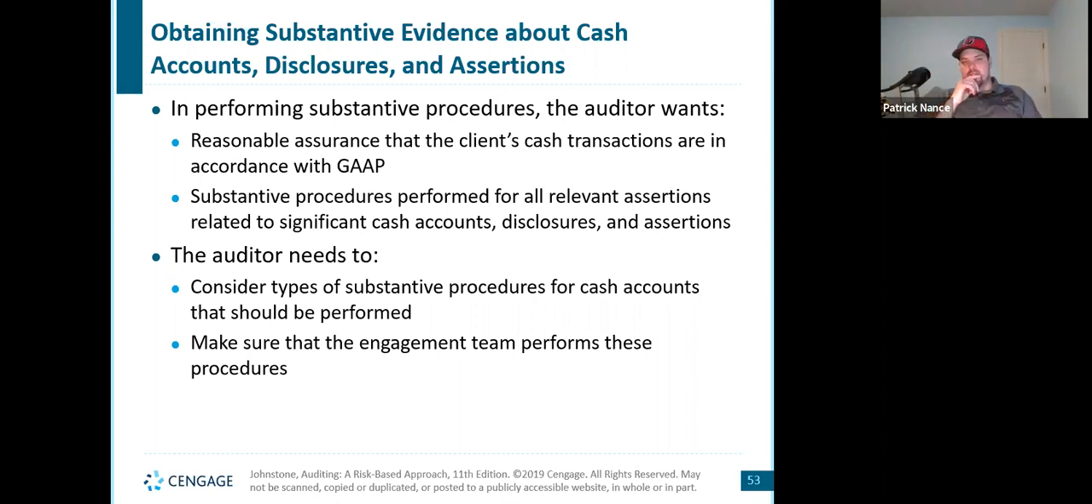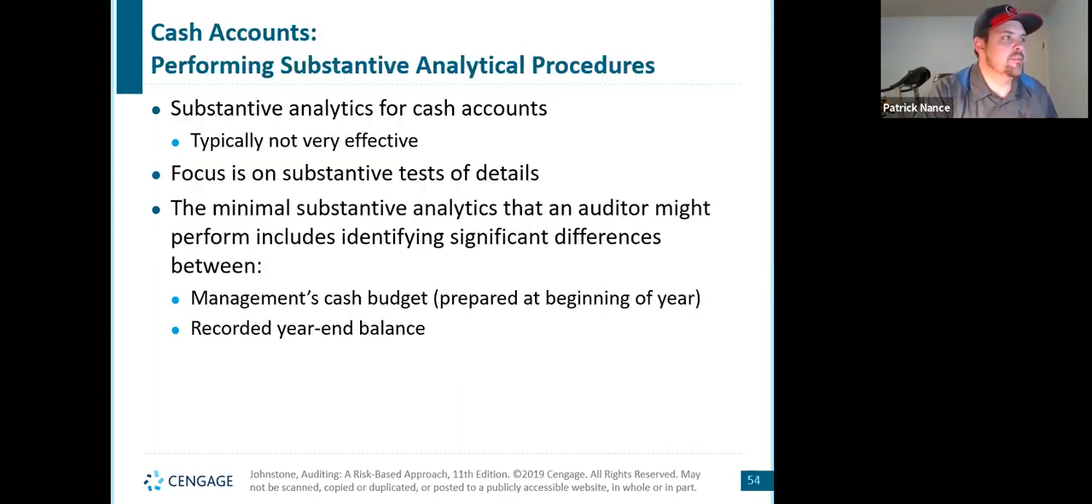So the auditor needs to make sure that they consider what procedures they need to do for the cash accounts and what needs to be performed, and make sure those are performed. Whatever we determine needs to be done needs to actually be done and documented. And we're going to talk about, again, documentation here in just a little bit.